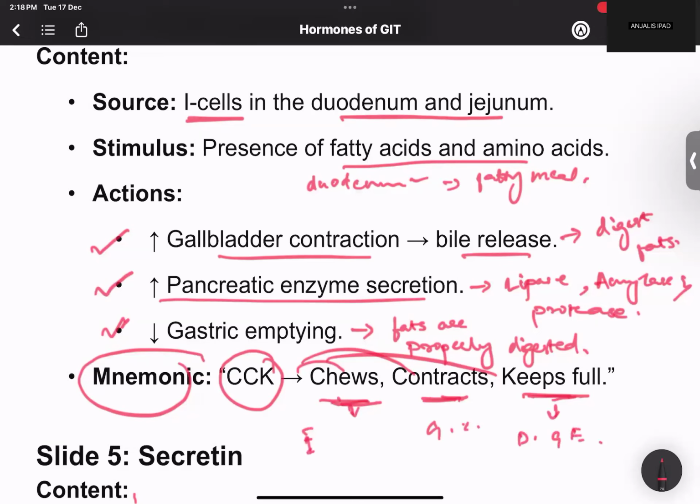So what are the enzymes for digestion? Again, lipase, amylase, and protease. All right, so that is about cholecystokinin. Now moving on to the next one.